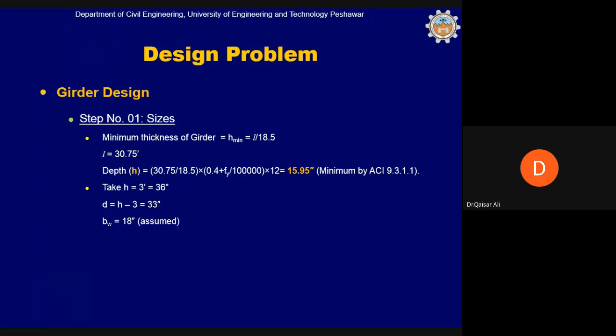Why? Because we are expecting that there will be more reinforcement in the girder, because the girder is supporting two intermediate beams. So in order to accommodate the amount of reinforcement that we are expecting, we should provide a wider girder, in order to easily accommodate all the reinforcement. Okay, so an 18-inch by 36-inch girder has been finally chosen for this design.